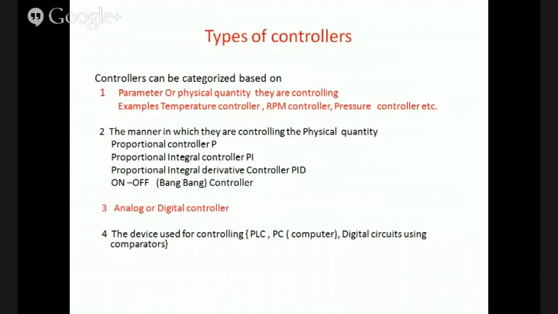Types of controllers. Controllers can be categorized based on the parameter or physical quantity they are controlling. Examples are temperature controller, RPM controller, pressure controller, etc. And the second is the manner in which they are controlling the physical quantity: proportional controller P, proportional integral controller PI, proportional integral derivative controller PID, and on-off, that is also known as bang-bang. And we all know that the simplest form of a controller is the P type controller, then comes the PI type, and the most complicated is the PID type, wherein a derivative is also introduced. Then analog or digital controllers, and lastly the device used for controlling: PLC, PC computer, digital circuits, which I said as PAC.